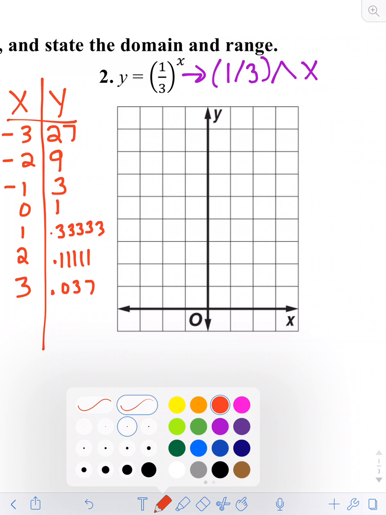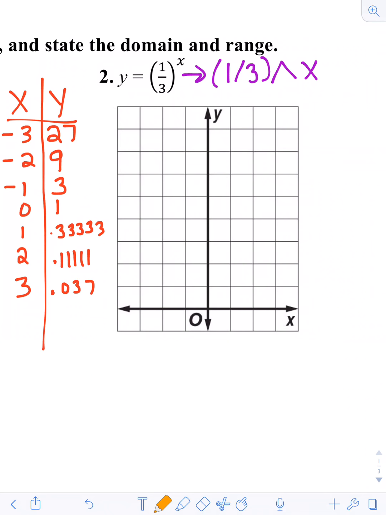So I'm going to go ahead and plot my points. Negative 3, 27 is obviously off the graph, so I'm not going to plot that one. Negative 2, 9, so all the way to the very top. Negative 1, 3 is right here, 0, 1 is right here, and then 1, 0.33333, so a little bit below a half, and then it gets a little bit smaller, and smaller, but notice it never goes below 0. So I'm going to connect my dots the best that I can. So let's go this way.